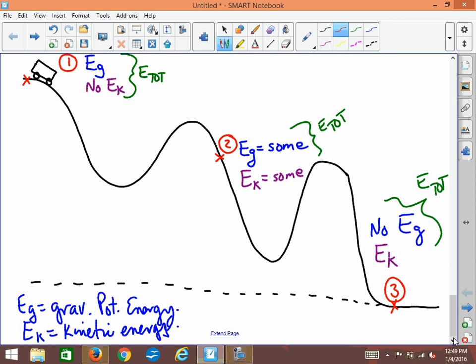In the next video, we will look at how we can actually start to use some numbers to describe these things. And we'll take the same example of this roller coaster, but we will put numbers in, and we will see if we can't figure out what the actual numbers would be.